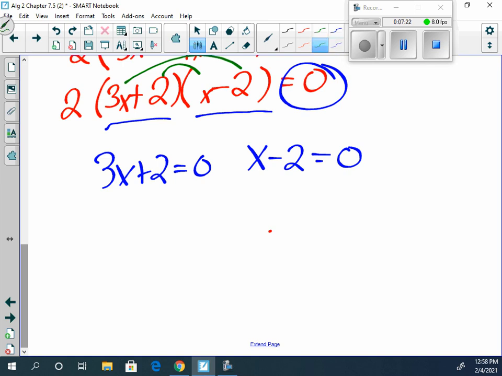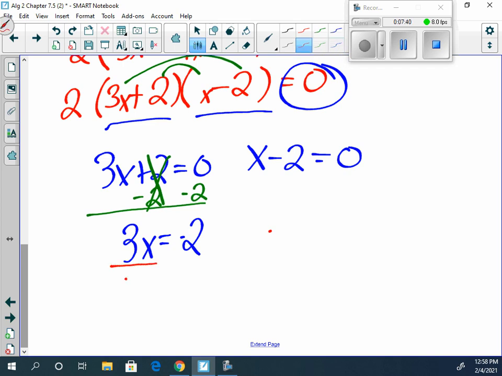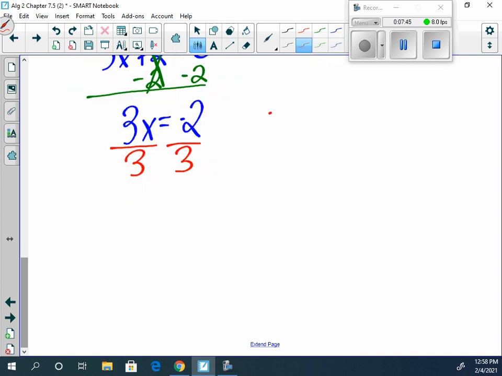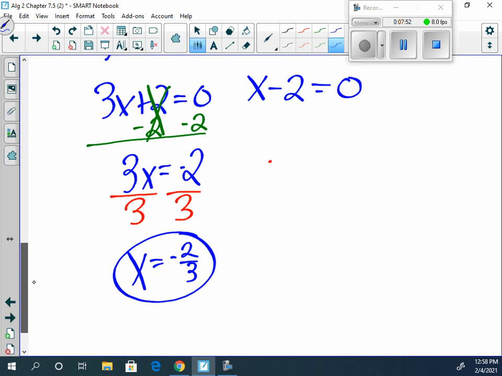Now at this point we can solve them here. So if I solve the 3x plus 2 is equal to 0, well, the first thing we can do is subtract 2 from both sides. So those will cancel, giving us 3x is equal to negative 2. And last but not least, we would divide both sides by 3, telling us that x is equal to negative 2/3. And that would be one of our solutions.